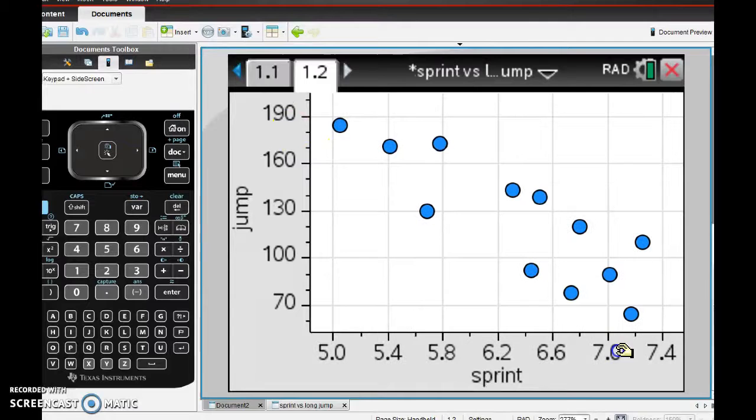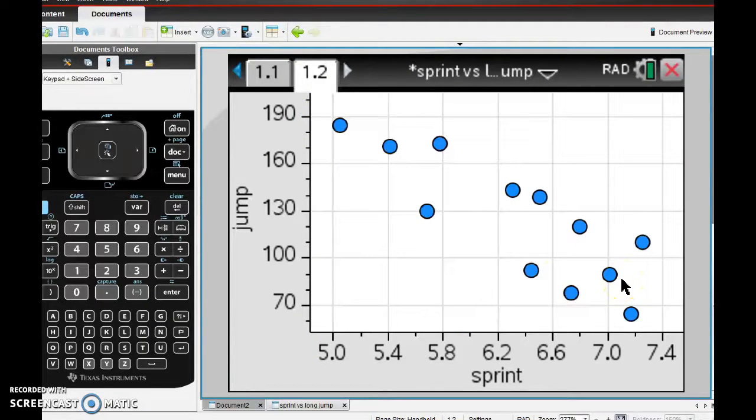So in this section, we're going to talk about how to describe the relationship, or identify if there even is a relationship. So I would ask, does it look like there's a relationship? Well, it does seem to be a trend that as your sprint times are higher, that means you'd be slower. If you're a slower runner, you don't seem to be jumping quite as far. Whereas if you have shorter sprint times, it looks like you're jumping a little bit further. So I'd say that is a relationship.